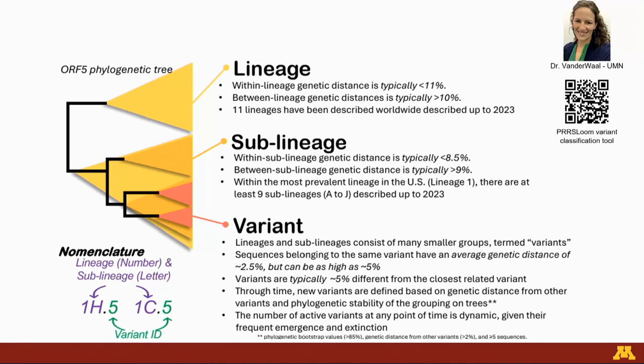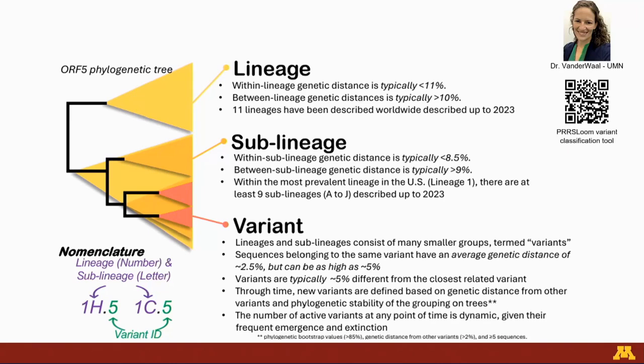This is the work led by Dr. Kim van der Wal. And basically, the finer level classification that we have for PRRS currently is the variant level, in which sequences or viruses belonging to the same variant are going to be, on average, 2.5% different between each other. The higher level above variant is going to be sublineage, and above that we have lineage. The variant nomenclature includes the lineage, which is indicated by a number, sublineage, which is indicated by a letter, and then dot and a unique variant ID.